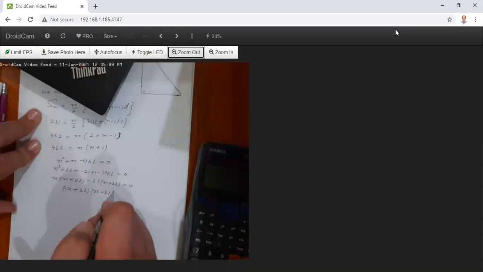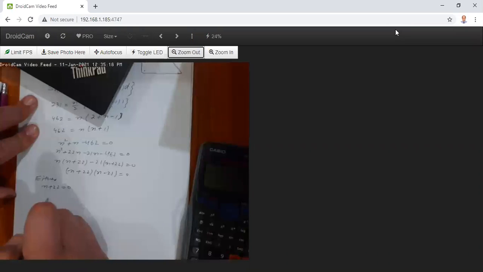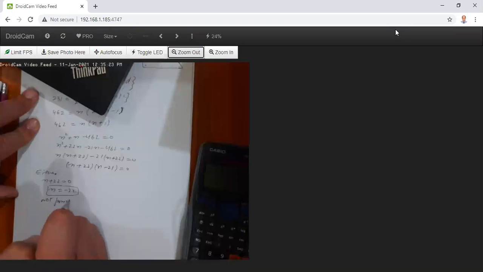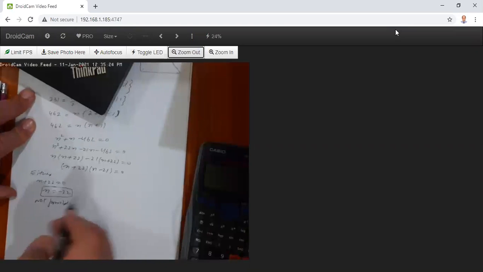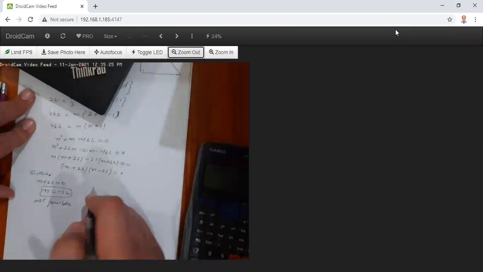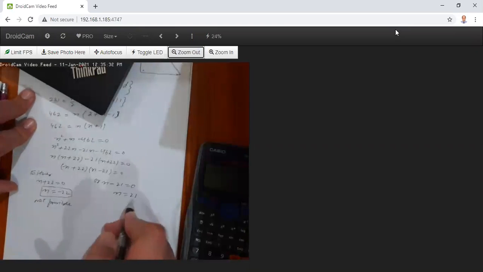ठीक है जी, not possible. Why? Because index is a number which counts, so it is always positive. Or the second one is n minus 21 is equal to 0, which will give you n as positive 21. Okay, so that's your acceptable answer. So that is what they have asked for, and you will be answering it in a way. How many marbles are there in the base of the triangle? So there are 21 marbles.